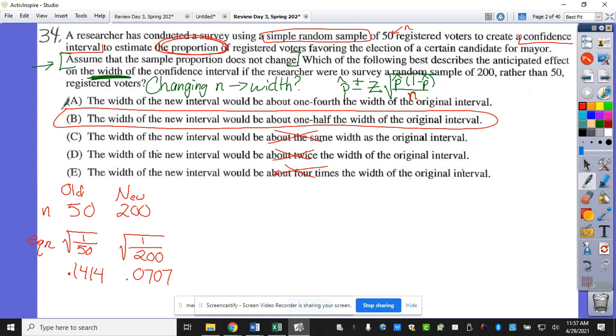Now, there is a way to answer this problem that some of you did during the chapter that you probably forgot about. When I go from 50 to 200, how did my sample size change? Multiply by 4. Which means, how does my standard deviation change? It halves.